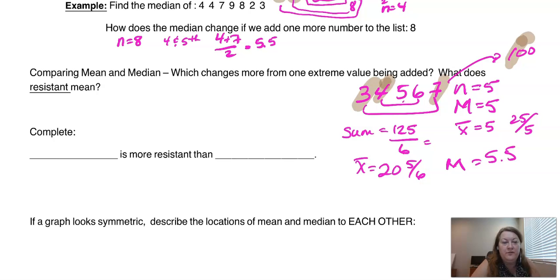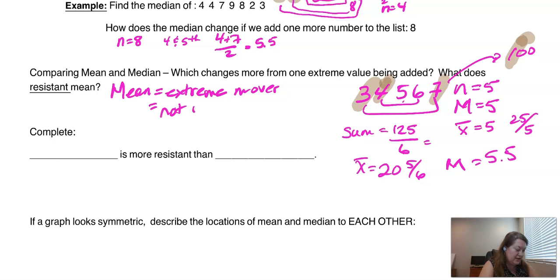So which one moved more? Well, the median went from 5 to 5.5, but the mean went from 5 all the way up to more than 20. So which one is more extreme? More extreme is definitely the mean. So the mean is an extreme mover when there are extreme numbers. If it's an extreme mover, we are going to call that not resistant to change.